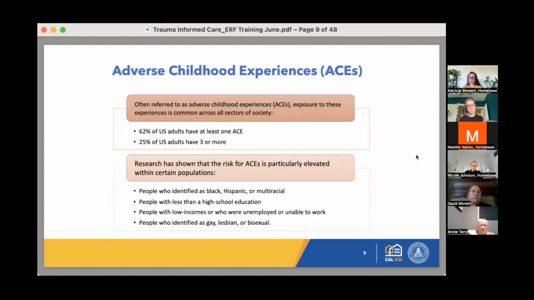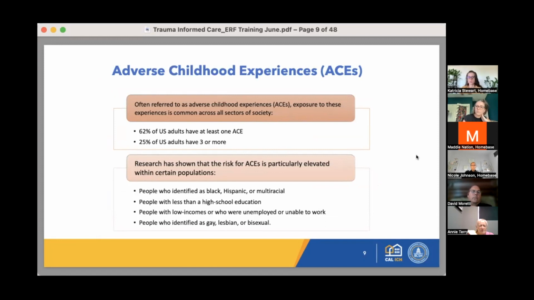We also want to talk about adverse childhood experiences, also known as ACEs, because exposure to these experiences is pretty common across all sectors of society. 62% of US adults have at least one adverse childhood experience, and 25% of US adults have 3 or more. And research has shown that the risk for ACEs is particularly elevated within certain populations.